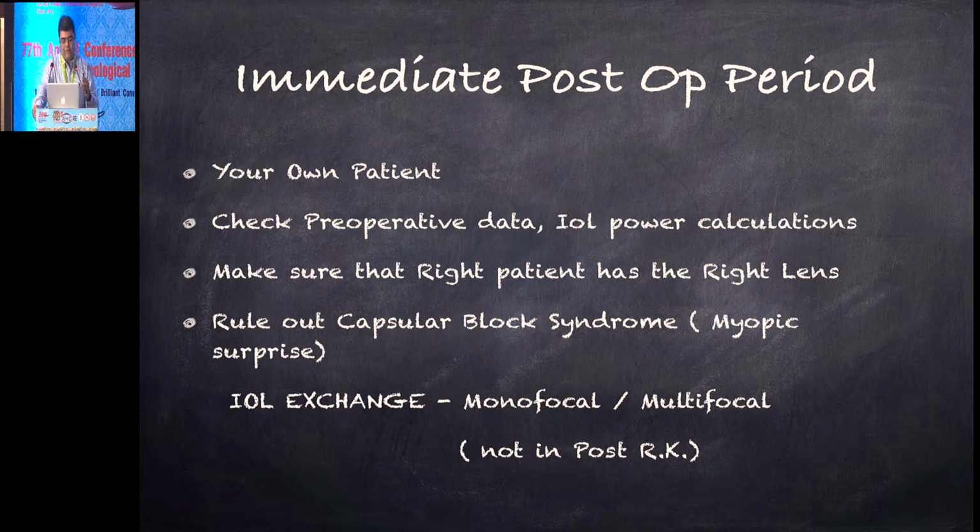So rule that out. And if you rule that out, you know that it's the lens which you have put by mistake or your calculations have been wrong. So go again, do your calculations again. And then the best thing is to do the IOL exchange. Whether you have implanted a monofocal lens or a multifocal lens, you need to go and do IOL exchange. That's the only way. But not in patients who are post-RK patients, because in post-RK patients, the refraction many times needs almost 2 to 3 months to settle down. So if the patient is not a post-RK patient, it's a normal patient, you go and do IOL exchange.